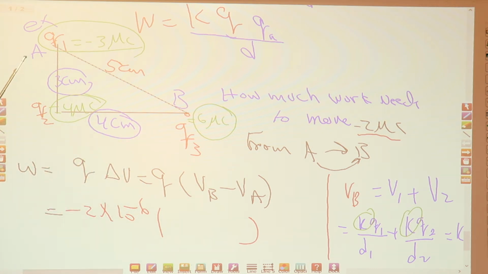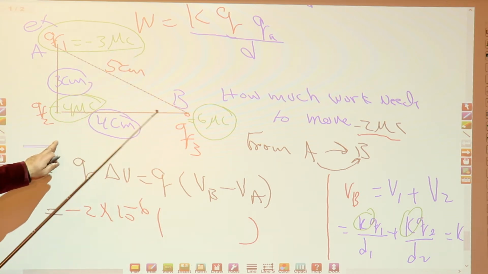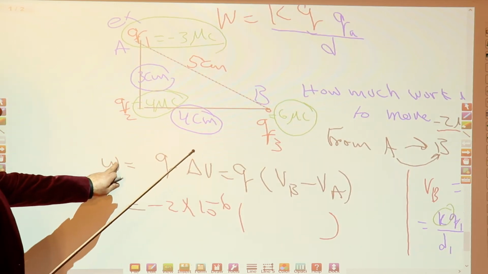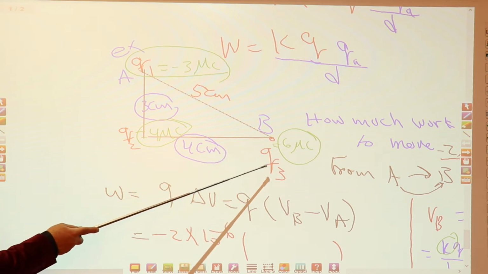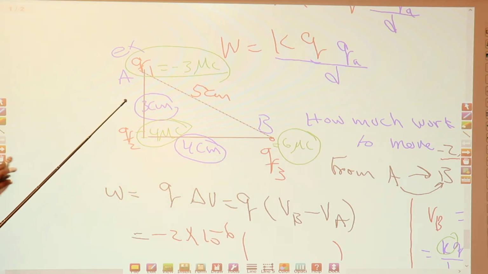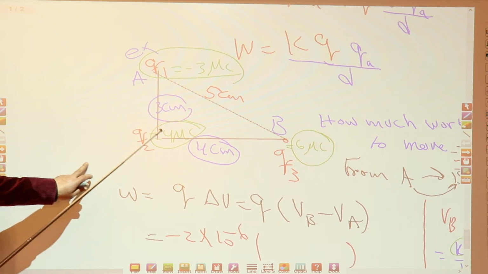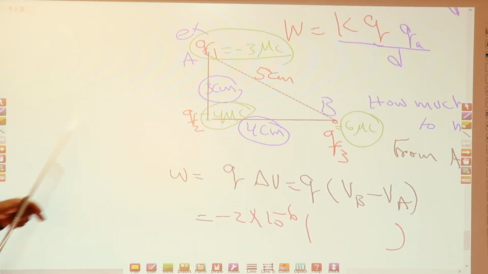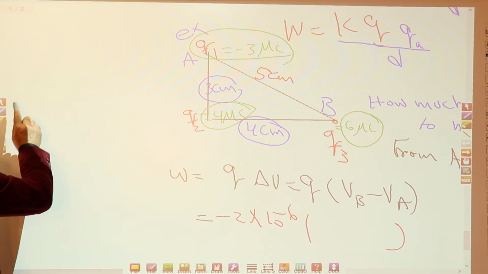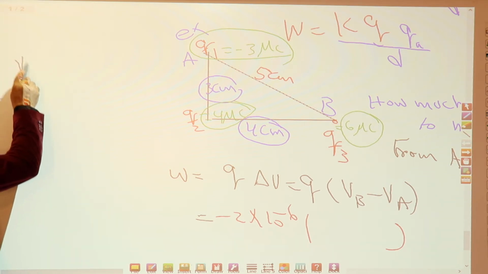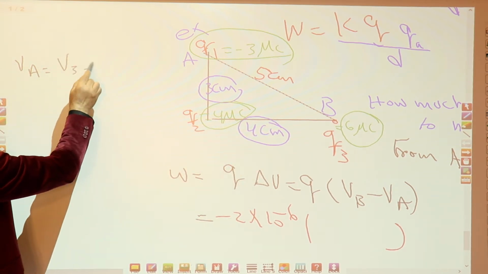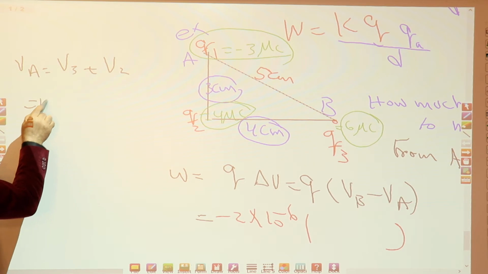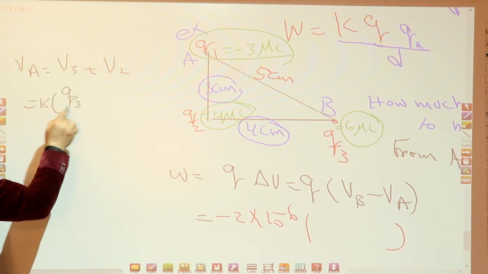The voltage at A, look here, guys, comes from the charge Q3 and the charge Q2. I'm going to find it on this side. Then V at A comes from where? Q3 and Q2. V3 plus V2. The same thing, take K out. Q3 over D3.